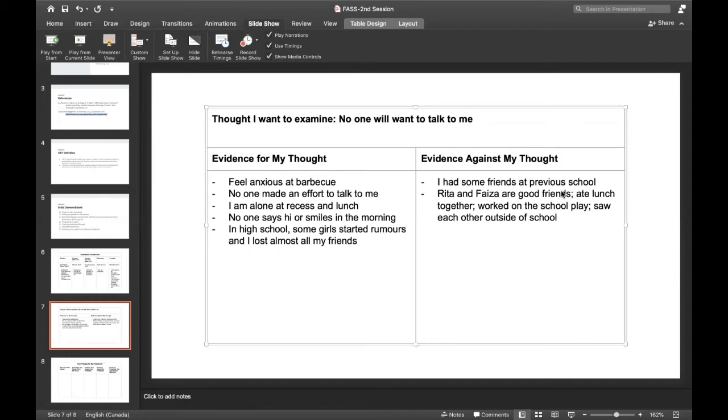What do you think they would say if they knew you were thinking no one will want to be my friend? They would say it was ridiculous, that of course people would want to be my friend. And if they really wanted to convince you, what would be some of the evidence that they might share with you? Well, they would remind me of all my friends that I had at my previous school. They would also remind me that they like me.